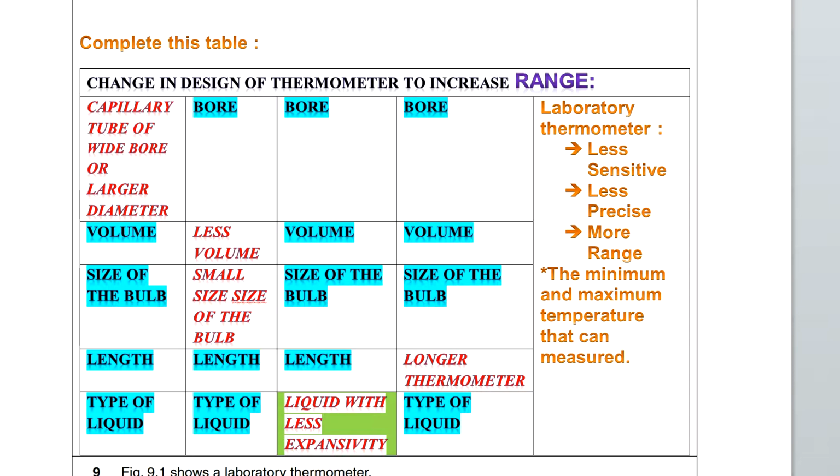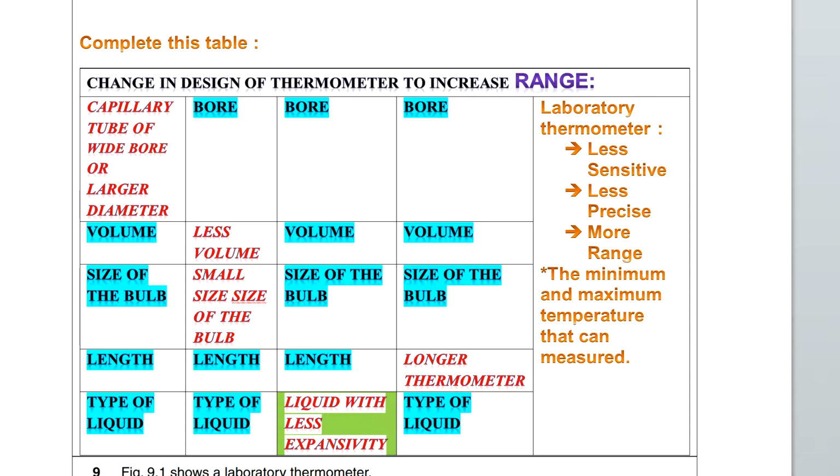The statement used to define the range is the minimum and maximum temperature that can be measured. So how can we see what is range? After solving the question from past paper, again read this table and clarify the concept of how the range can be increased by changing the capillary tube to wide bore or larger diameter, less volume and small size of the bulb, longer thermometer, and liquid with less expansivity.